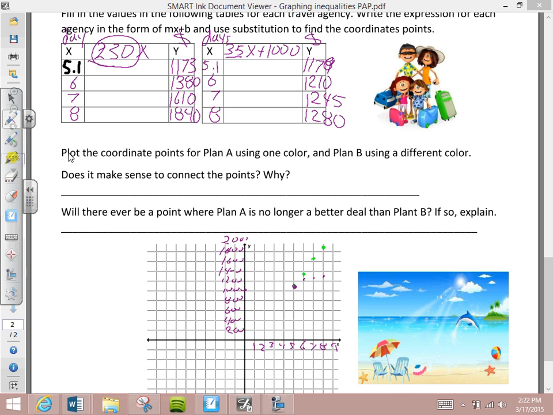So here's the next part. Does it make sense to connect all these dots? Let's ignore the second one and just focus on the green one. Does it make sense to connect the green dots? Why not? You have to be able to explain why. I don't want you to guess. I want you to evaluate what you're saying. Does it make sense for me to connect the dots on the green one? Why?